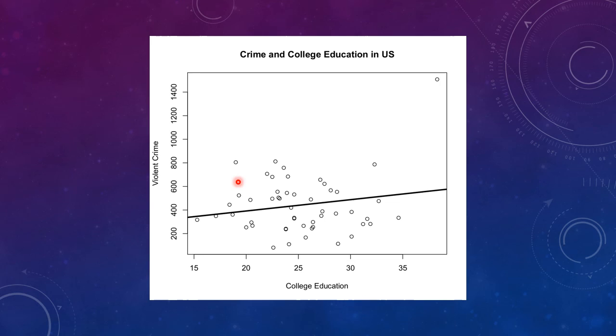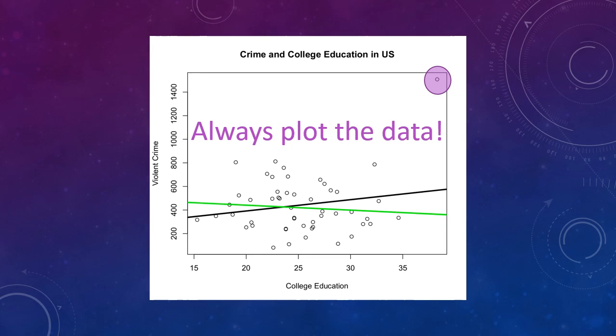Notice that most of the data are around here, but there's this one point that's way up here. It has a very high level of education, but it also has a lot of violent crime. This point clearly seems to be an outlier. Something's going on with this point that's very different than the rest of the data. If we remove that data point and calculate the best fitting line, we get this green line here, which has a negative association. The higher the level of education, the lower the level of violent crime. That's more like what we would expect.